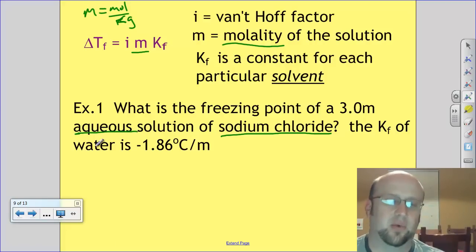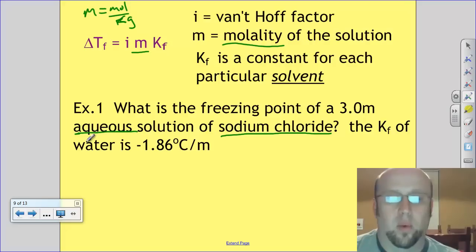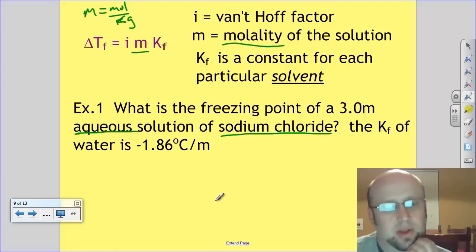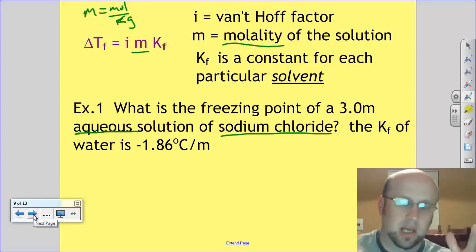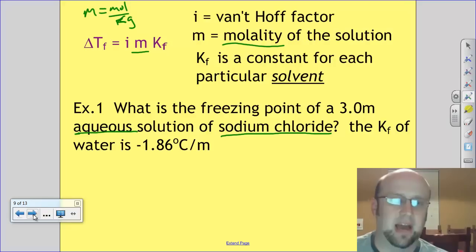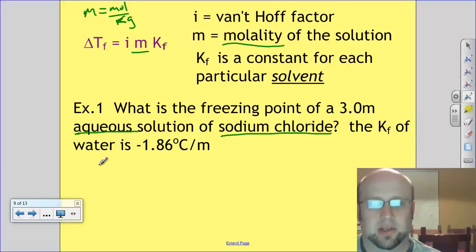Since it's aqueous, my solvent is water. Now, where would you get the Kf value? Well, in this problem, it's given to me. But if you did not have it given to you, you would look on a table. If you look in your notes, you have a little table down at the bottom that has Kf, and we'll see Kb values here in a second. That's how we would do that calculation then.